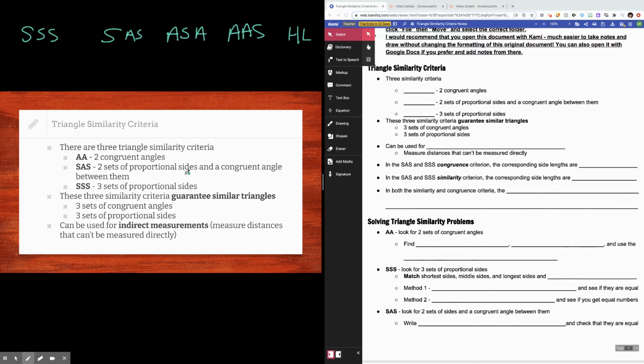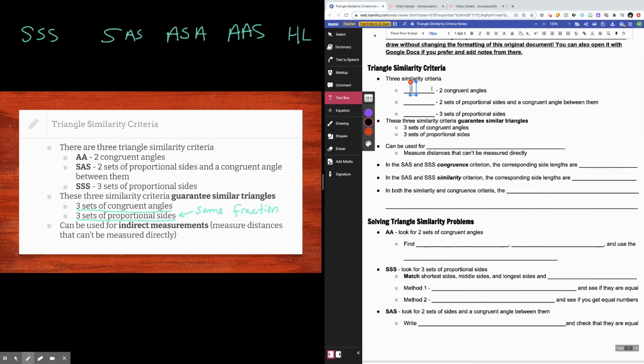So rather than having to check all 3 pairs of angles, all 3 sets of congruent angles, and all 3 sets of proportional sides, remember, meaning that you can pair them in fractions and the fractions are equal, rather than having to check 6 things, you can check just a couple of key things, right? And then if you have the right combination, then you are able to say that the triangles are similar without having to check the whole thing. So lucky for you, there are only 3 triangle similarity criteria, so less to remember, which is always good.